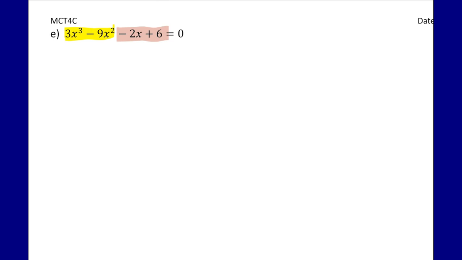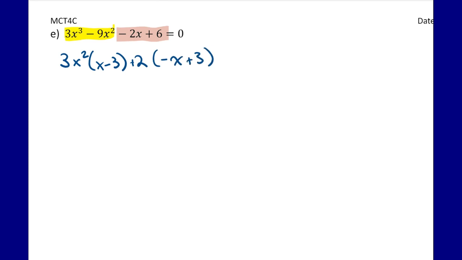So if I look at the first 2, 3x cubed minus 9x squared, I can take out a 3x squared, and I'm left with x minus 3. In the next one, this is where factoring by grouping can get a little tricky. You might say, well, I'm going to factor out a 2, a positive 2. That's all I can take out. That would leave me with negative x plus 3.